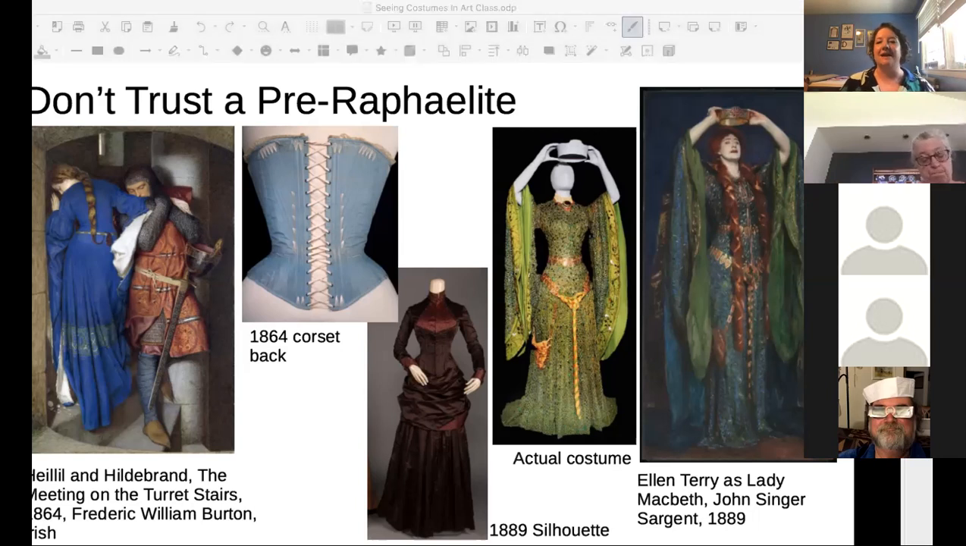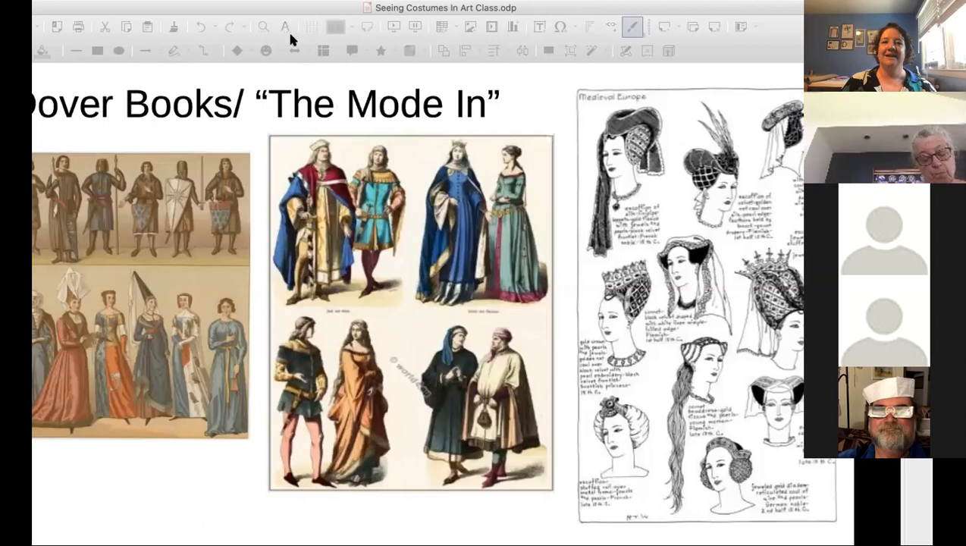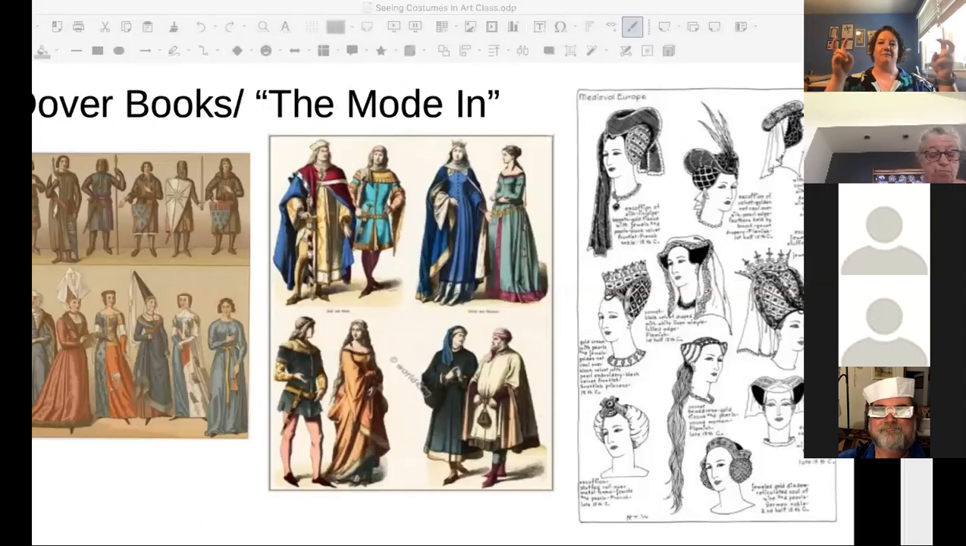All right, so our next art not to trust: Dover Books and the Modes In books. These are Victorian and later. If you're working in the Victorian time period and you want to look at Dover Books, these are not bad. If you want to look at ethnic dress, the Victorians wanted to codify and label everything.